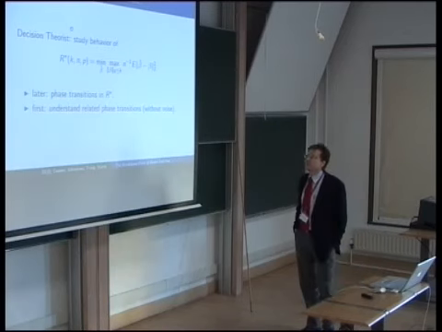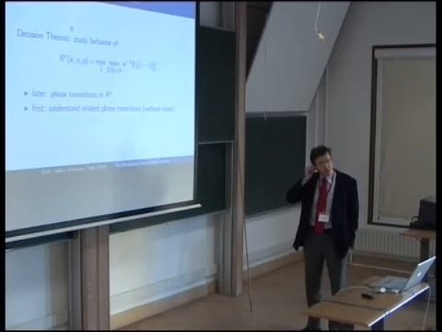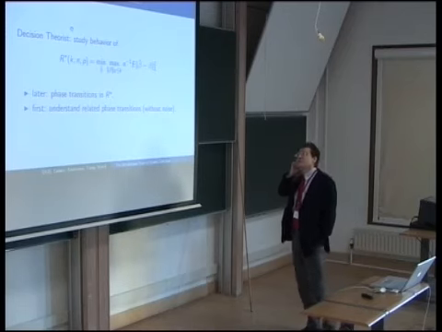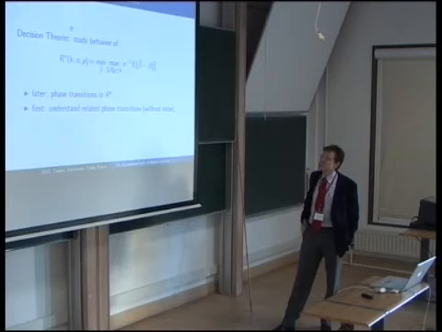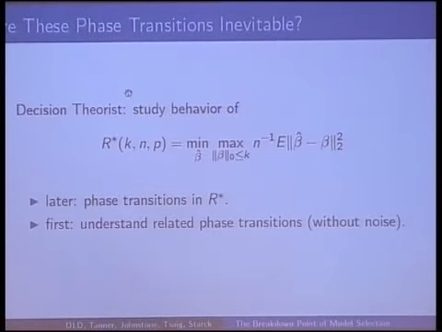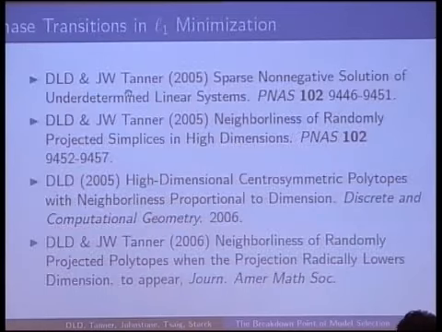Okay, are phase transitions that one observes like this with algorithms inevitable? Inevitable means nothing can avoid them. So in mathematical statistics, we have this notion of decision theory. We can study the behavior of minimax risk, and later we'll talk about phase transitions in that. But in order to even build up the language for it, I think it's more important to build up some understanding of the phase transition phenomenon in some simpler cases without noise, where everything is kind of precise and final and proven and published. Okay, so I want to talk about phase transitions and L1 minimization.